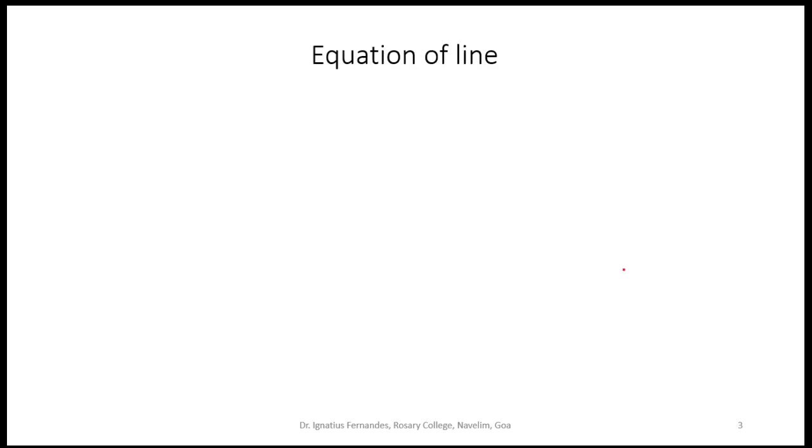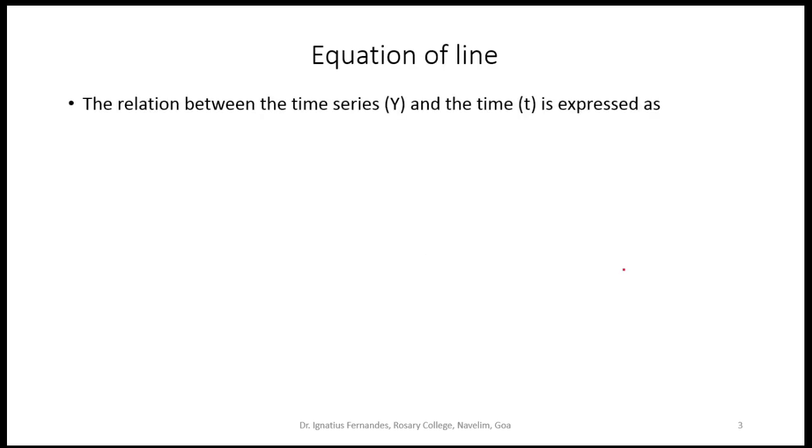So the line that we want to fit, we already know the equation of the line can be written in the form y equals a plus bt. Now here the time series is given in terms of the time t and the variable y that depends on t. So the relation between y and t is expressed by the usual equation of the line that we know. To find this equation, what we need to find are the two parameters a and b. If I know a and b, I can define the line that we are talking about.